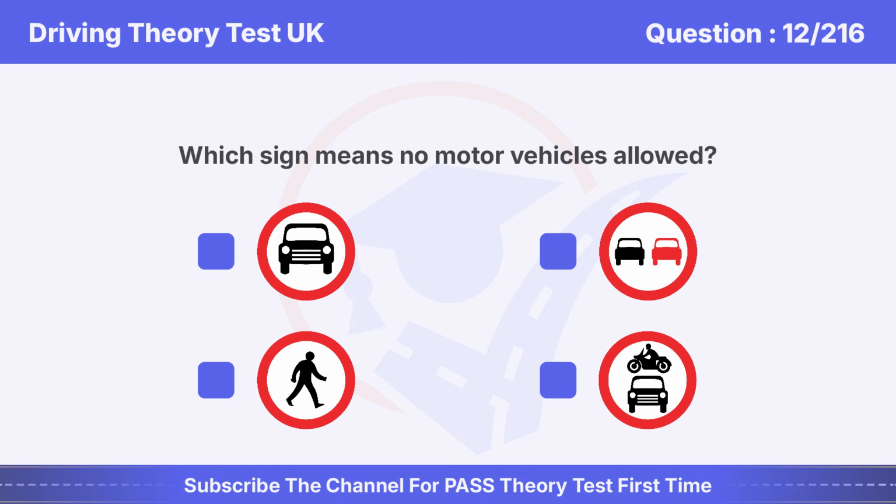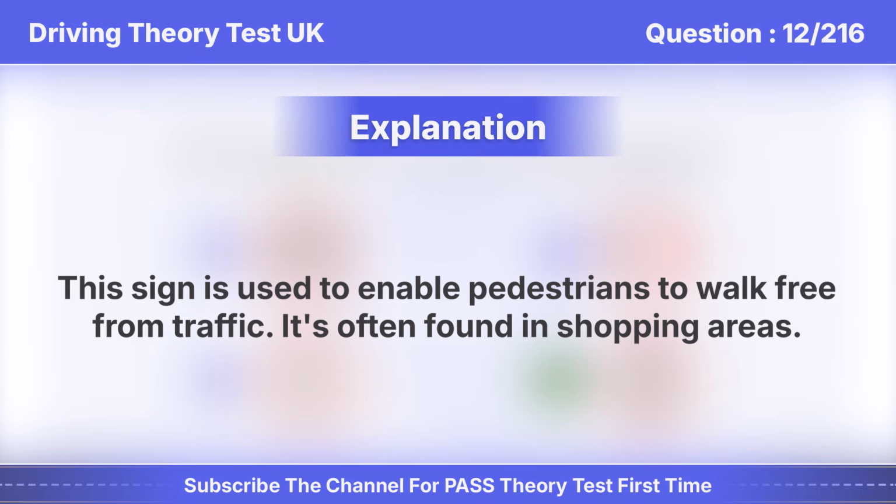Question 12. Which sign means no motor vehicles allowed? Answer is D. This sign is used to enable pedestrians to walk free from traffic. It's often found in shopping areas.